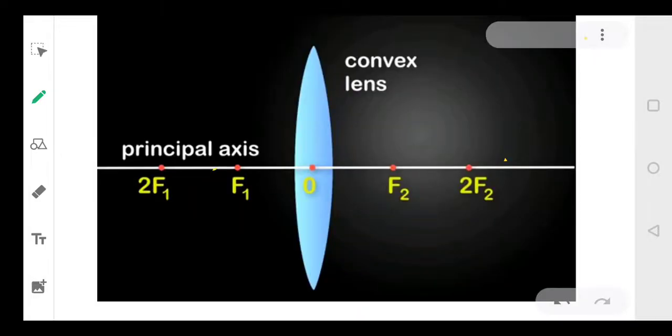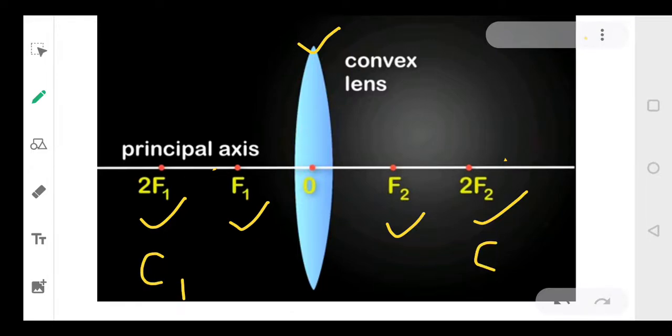Now before starting with the diagrams, understand this. We'll place the convex lens, then we will have F1, then F2, then 2F1, then 2F2. Instead of 2F1 and 2F2, you can write C1 and C2. You can use any of the terms. Now students, let's start with the first diagram.